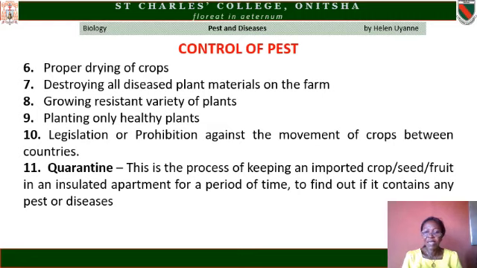Definitely, a crop that may be imported from outside the country may be infested with a disease or with a pest that can cause a disease condition. There will be legislation or prohibition by the government against that kind of importation. Or even if they are imported, we have what is called quarantine, which is the very last point. These crops will be quarantined, and that means keeping them in an isolated and insulated place for some period of time to watch and see if they are infected. So with this, we can control pest attack.